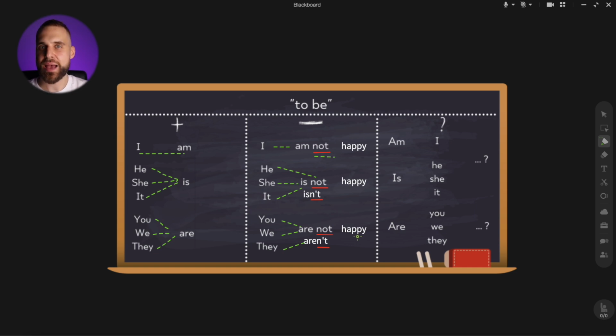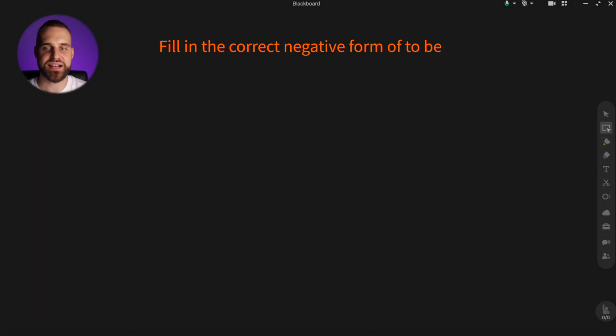And here's a quick tip. We don't say "I amn't," we say "I am not." But with the other forms, is and are, we often use the short forms. Is not, isn't. Are not, aren't. So now let's practice a little bit. Fill in the correct negative form of to be.